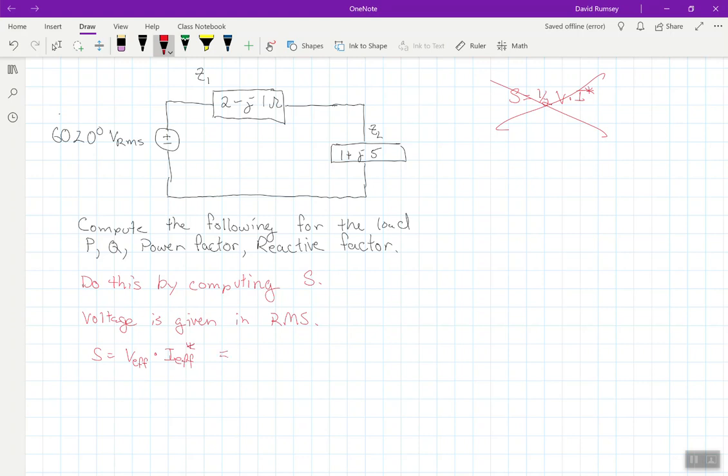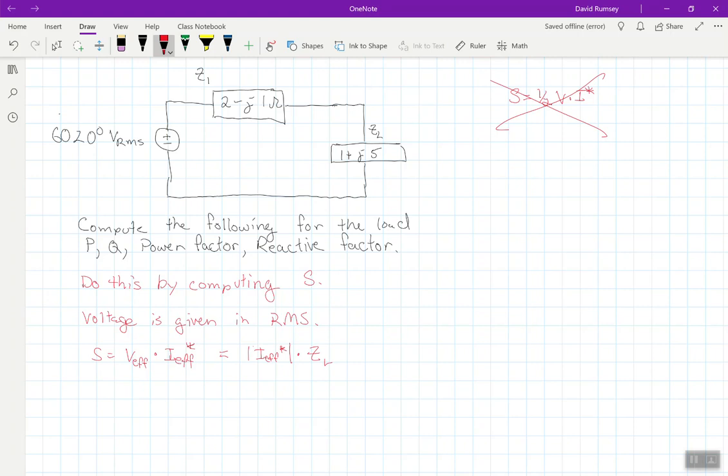Or we can write this as the magnitude of I effective squared times the impedance of my load. And how do I do that? It's just Ohm's law, the whole substitution with Ohm's law and everything. So we'll go ahead and do this computation here, and I'll maybe do it both ways just to illustrate that you're going to get the same answer. So let's go ahead and go through this.